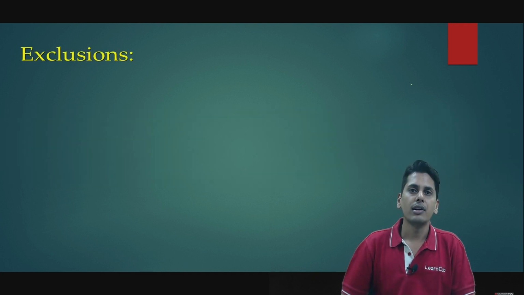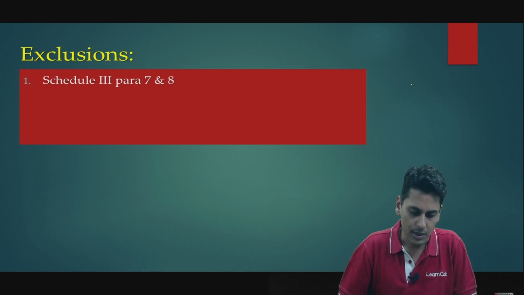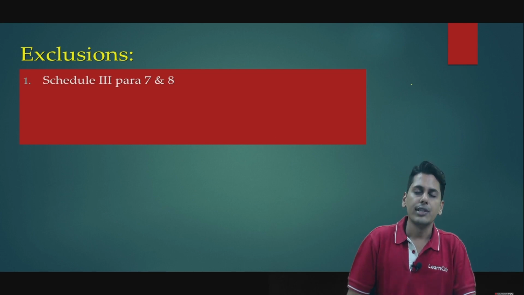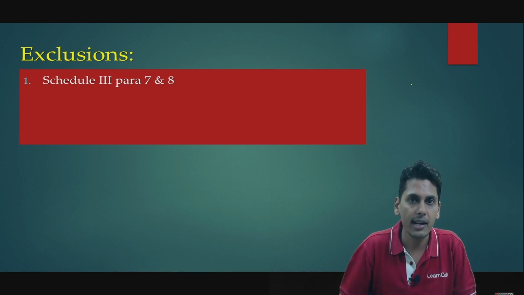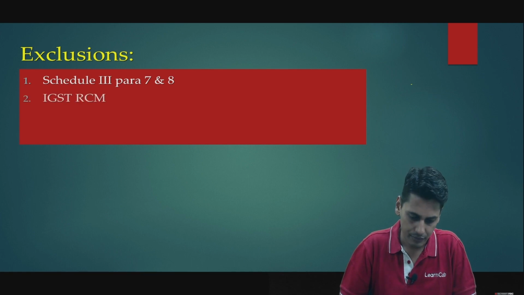Friends, before we proceed further, the exclusions which are there from the syllabus. Schedule 3, neither a supply of goods nor a supply of services. It has got 8 paragraphs. Para number 7 and para number 8 is not a part of your syllabus.